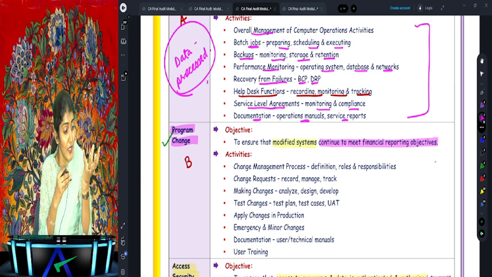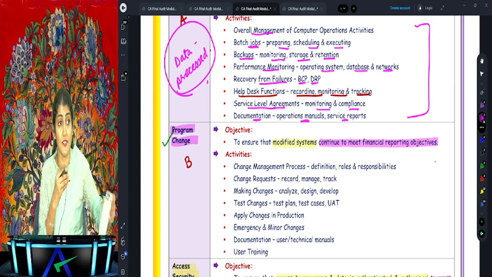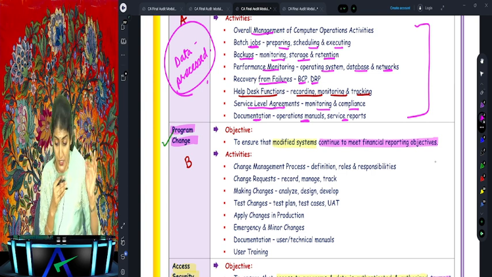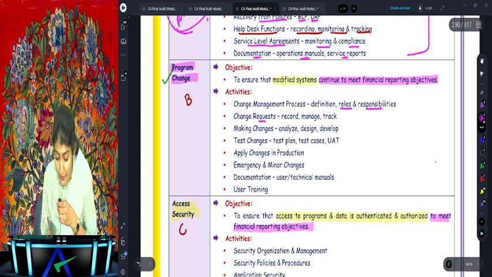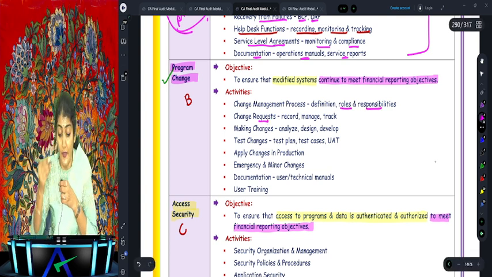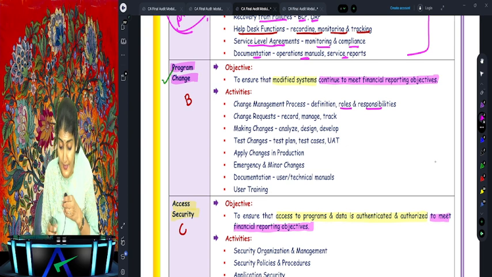Okay, now this data, is it very secured? Is it being taken care of? Yes, but now who can make the changes to this data? So program change, what does it say? The change management process. Who has the power to do the change? Then who will make the request for making the change? Then who will actually make the change? Then after making the change, will they immediately apply it? No, first they will test the changes.